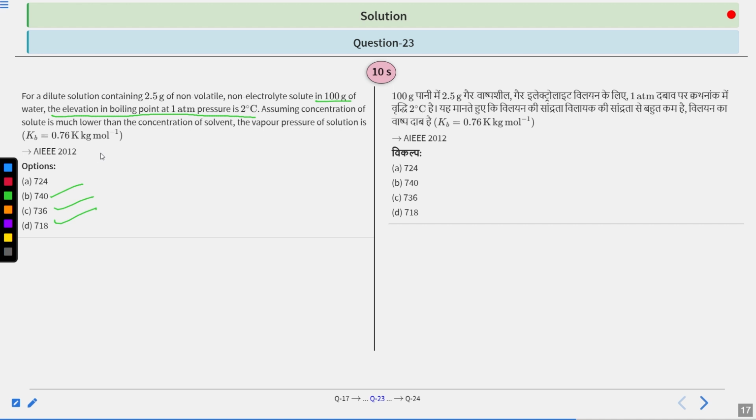So how will we solve this question? What is already given? The thing which is already given is the elevation in boiling point, which is 2 degrees Celsius. And they are adding 2.5 grams of non-volatile solute to 100 gram of water. So you will use the relative lowering of vapor pressure and the elevation in boiling point to solve this question. Your 10 seconds to solve this question starts now.